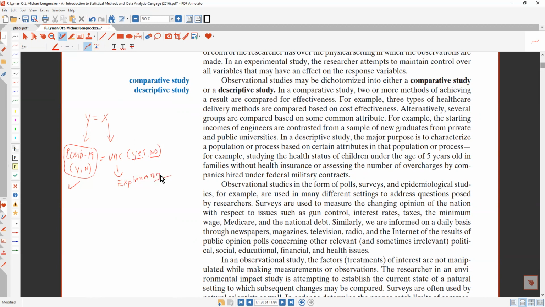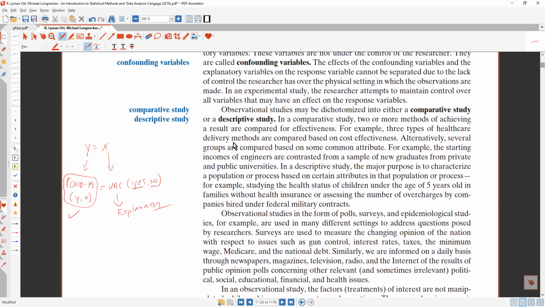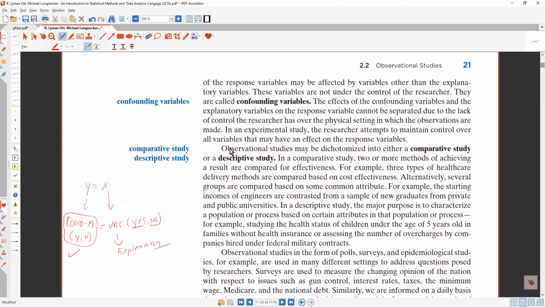And throughout the book, we will be talking about different explanatory variables and response variables. There's a distinction made between comparative studies and descriptive studies. You can have a read over that. It's not of tremendous importance right now. I do want to mention this idea of confounding variables.